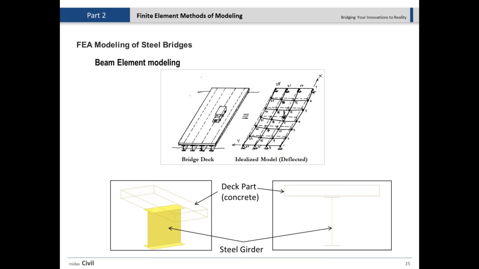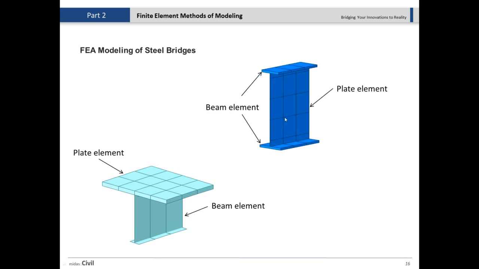So these are the limitations and advantages of each element I talked about. And now we see, when we have a composite section, the I-girder with the concrete topping, how can I model that?